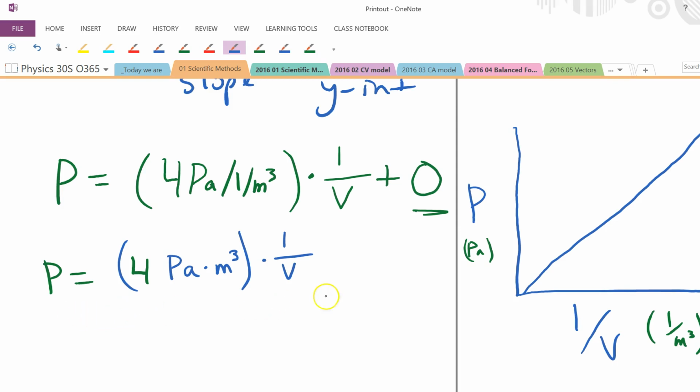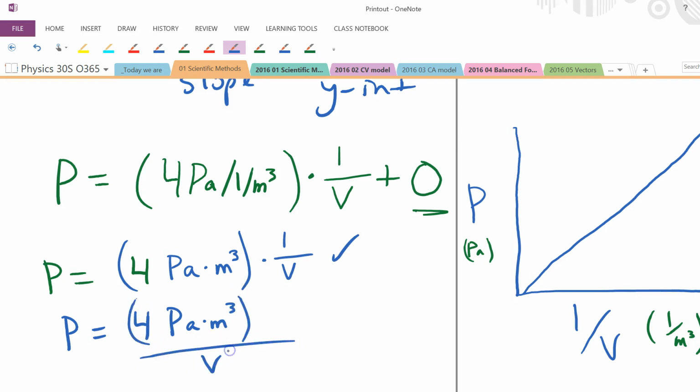The last thing I could do, and this gets full marks here, I would also say, we could say 4, and here are the units. Instead of saying times 1/volume, I could say, this was our units, so put it like that, over volume, right? So pressure is equal to something over the volume.